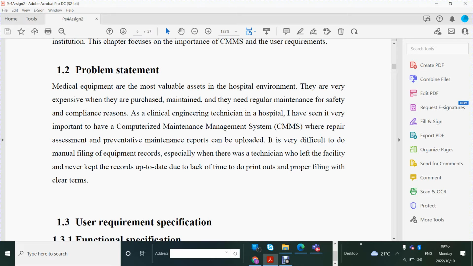Okay, fine. Now let me ask you one question. Your problem statement here, does it tell us exactly what problem you are trying to solve, capturing it in the form of a statement, encapsulating it in form of a statement?